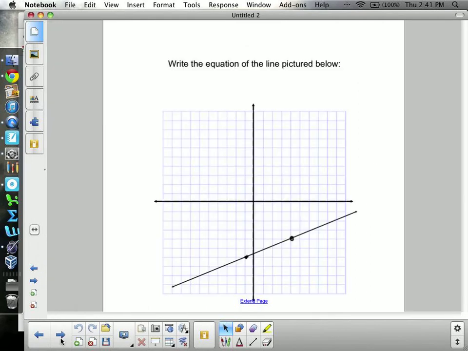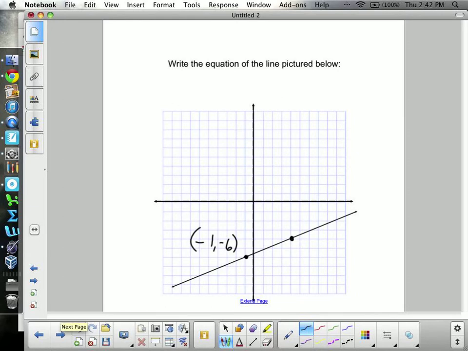Write the equation of this line. Now, I have specifically marked 2 points here. Notice the y-intercept is not at a nice spot, is it? So what are we going to have to do? We're going to find the slope of this line and then use some other method of doing it. I do have the point here of -1, 6, and I have the point here of 4, -4.